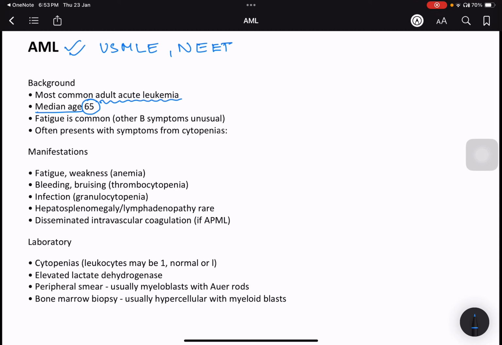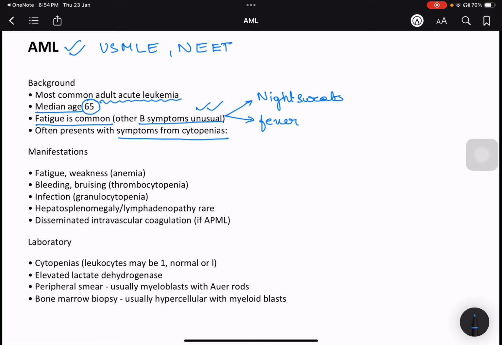The patient will firstly present with common symptoms like fatigue, and then some B symptoms may be present, but they are unusual. What are the B symptoms precisely? They are night sweats, and they can be fever, etc. Often, the patient presents with symptoms of cytopenias.